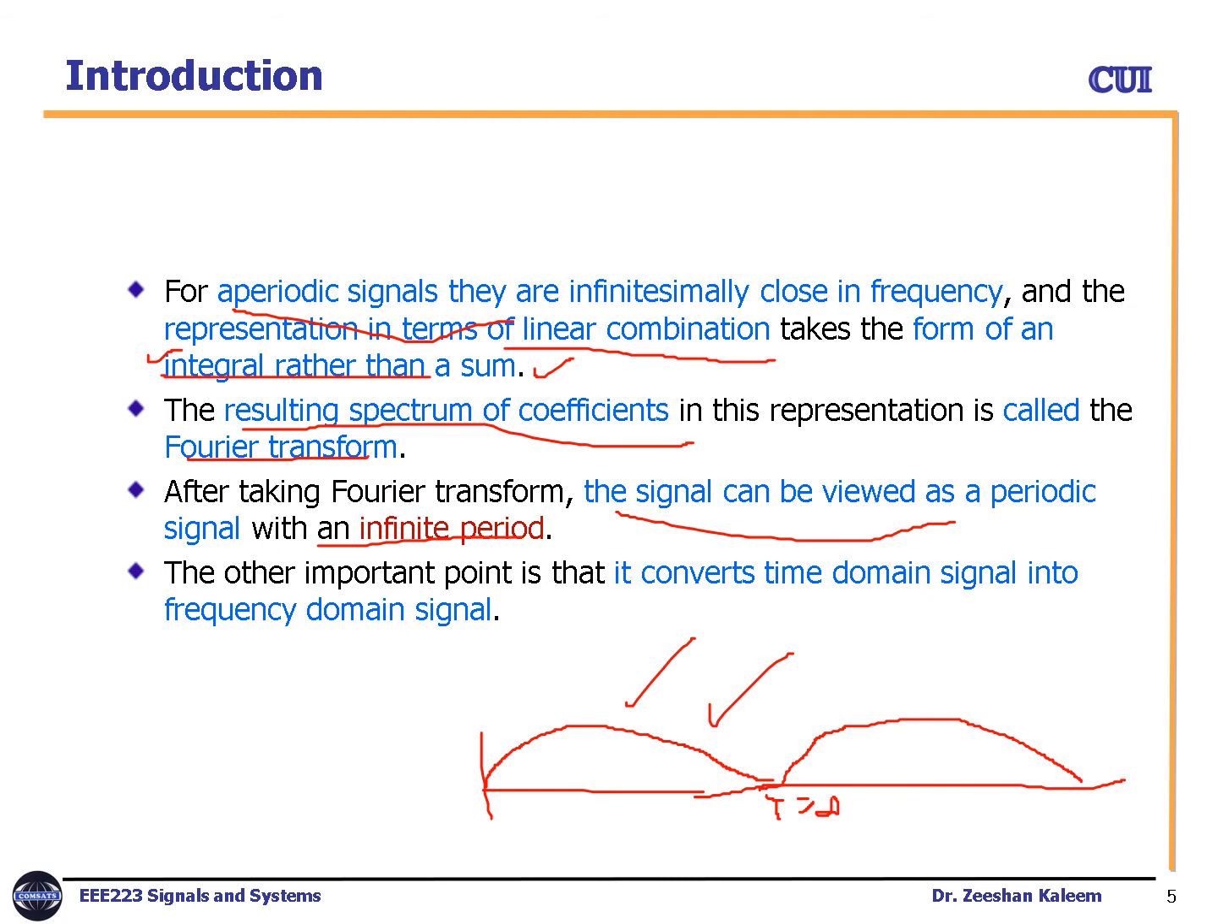The other important point is that the Fourier transform converts a time domain signal into a frequency domain signal. Time domain means that you have time on the x-axis and amplitude on the y-axis. After taking the signal's Fourier transform, for example, this is your signal and you take the Fourier transform, the x-axis will be f instead of t. So this will be your Fourier transform.